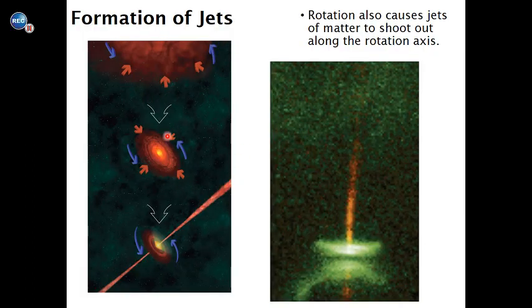Rotation will also, on occasion, cause jets of matter to shoot along the rotation axis. It's not completely clear what that is, but lots of times when we see rotation disks, we also see those jets of matter.